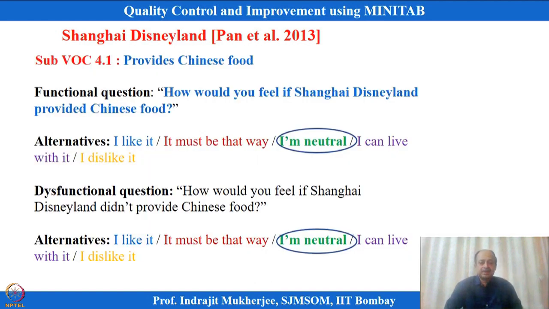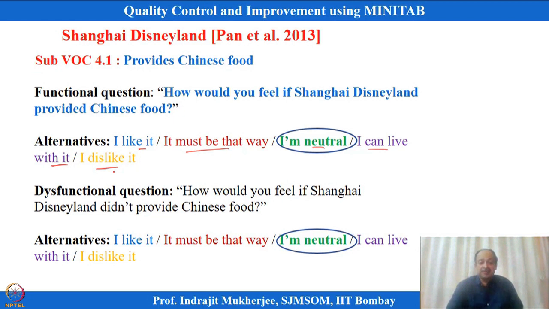Then what Kano has done is that he has proposed functional and dysfunctional questions. The functional question is: how do you feel if Shanghai Disneyland provides Chinese food? There can be alternatives to this. I will go to a customer and ask about this dimension I am analyzing and which category it will fall in. So, I make a question and you have to respond with the 5 options I am giving you: I like it, it must be that way, I am neutral, I can live with it, and I dislike it. This is a functional question.